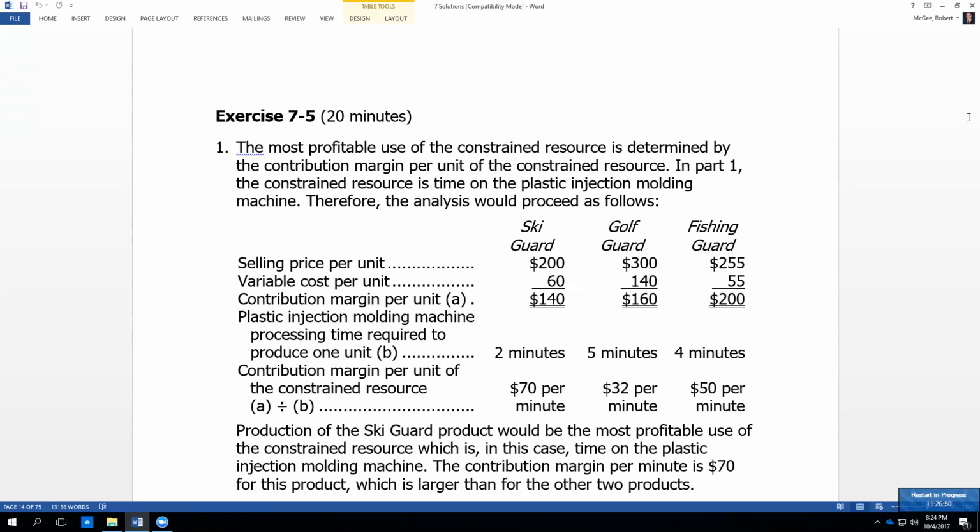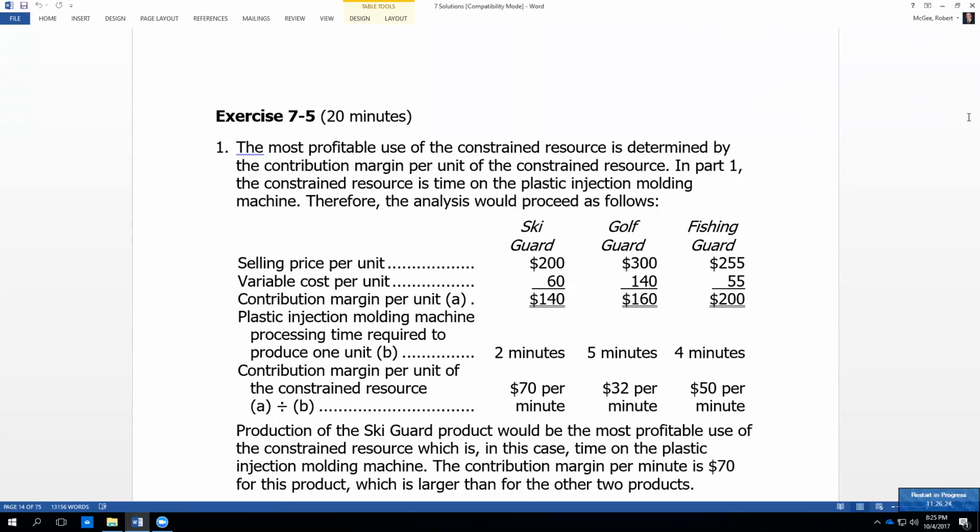So we have the selling price minus variable cost equals contribution margin for each of these. And if it takes 2 minutes for each Ski Guard, 140 divided by 2 is 70 per minute. 160 divided by 5, 32 per minute. 200 divided by 4, 50 a minute. So we take the largest of these 3. 70 is larger than the other 2. So the one we should do first is Ski Guard.